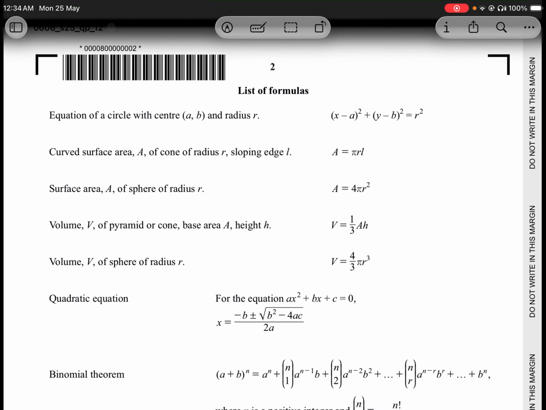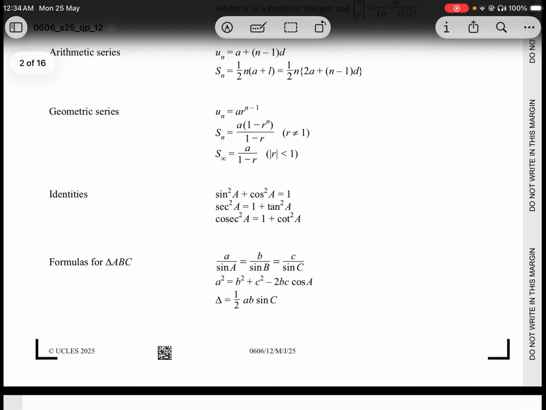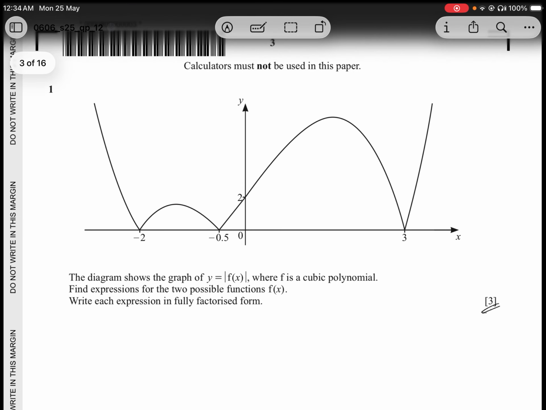These are the formulas. Maybe I won't need them. So the first question is 3 marks. The diagram shows a graph of y equals modulus of f of x, where f is a cubic polynomial. So it's a cubic polynomial because there are 3 points noted on the x-axis.